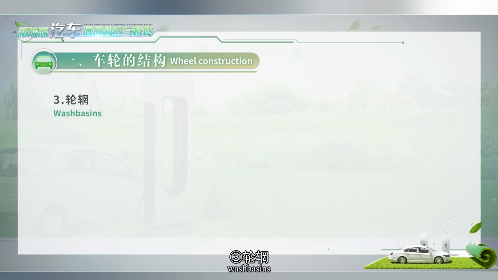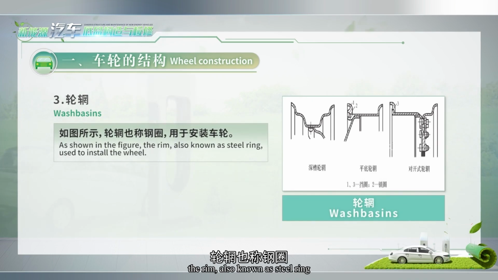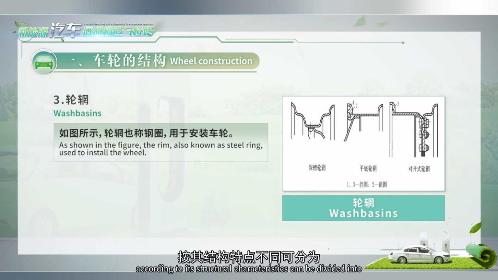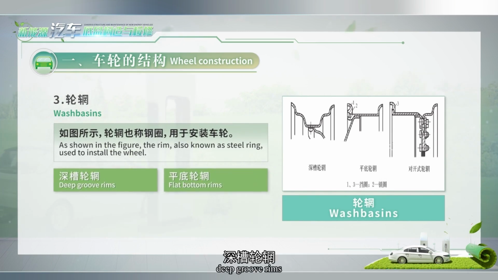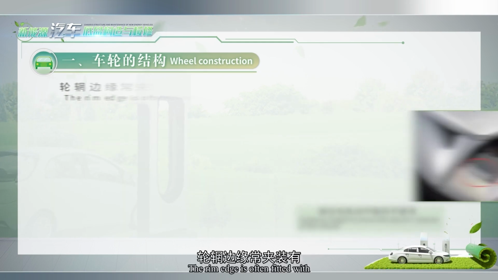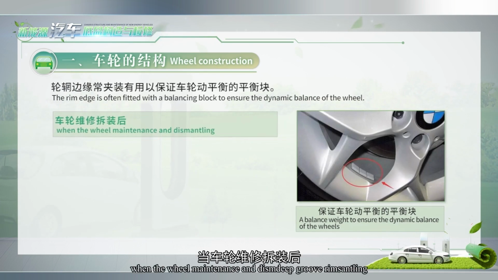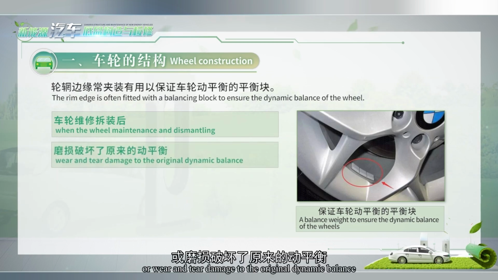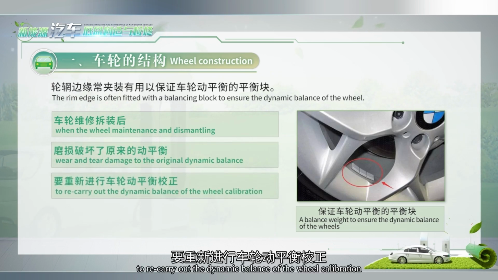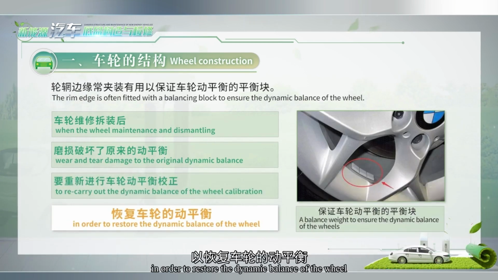3. Rim. As shown in the figure, the rim, also known as steel rim, used to install the tire, according to its structural characteristics, can be divided into deep groove rims, flat bottom rims, and folio rims. The rim edge is often fitted with a balancing block to ensure the dynamic balance of the wheel. When the wheel maintenance and dismantling or wear and tear damage changes the original dynamic balance, the wheel's dynamic balance must be recalibrated in order to restore it.